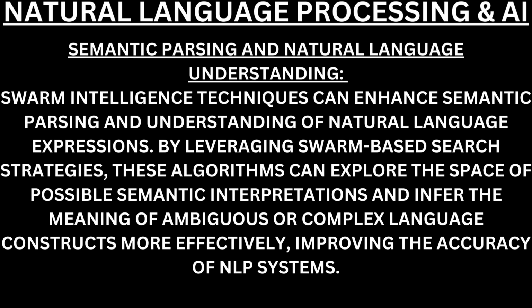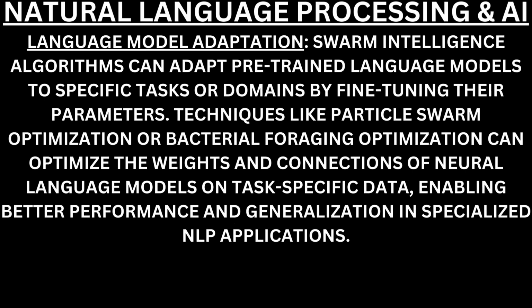These algorithms can explore the space of possible semantic interpretations and infer the meaning of ambiguous or complex language constructs, more effectively improving the accuracy of natural language processing systems. Language model adaptation. Swarm intelligence algorithms can adapt pre-trained language models to specific tasks or domains by fine-tuning their parameters.